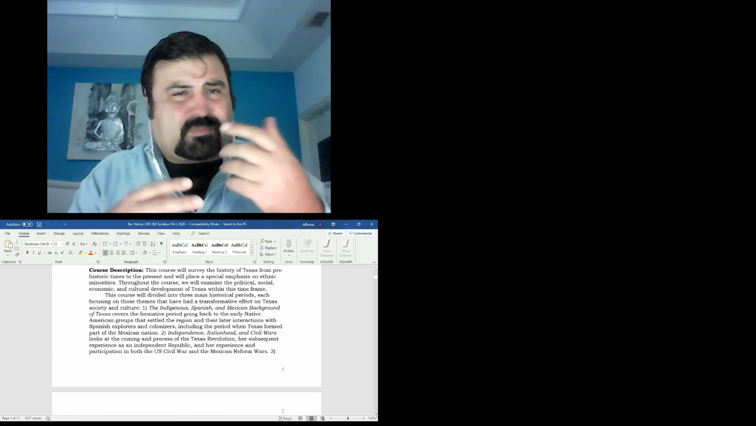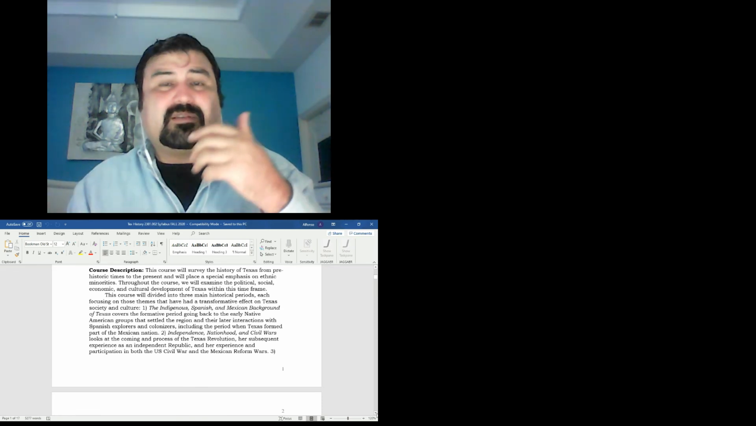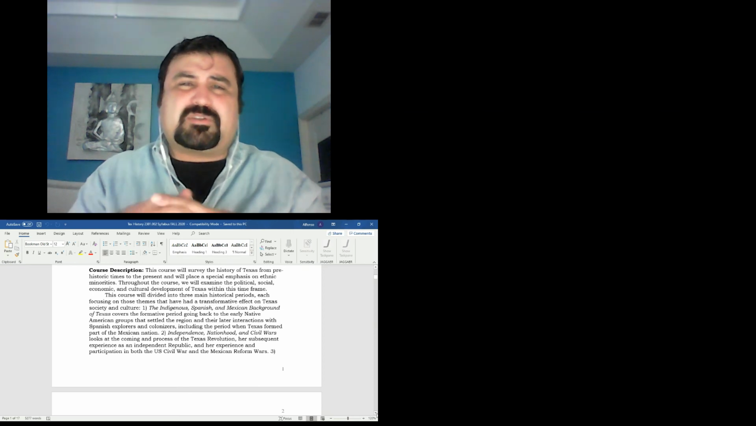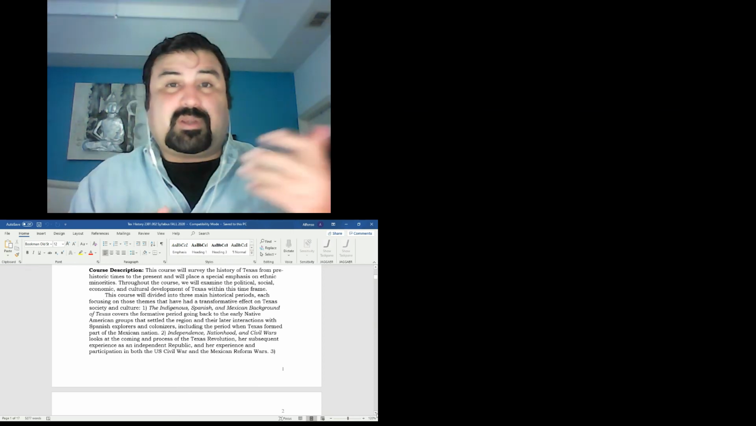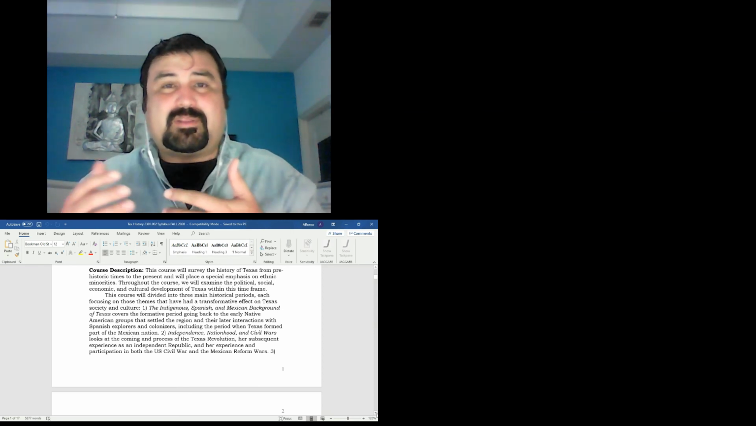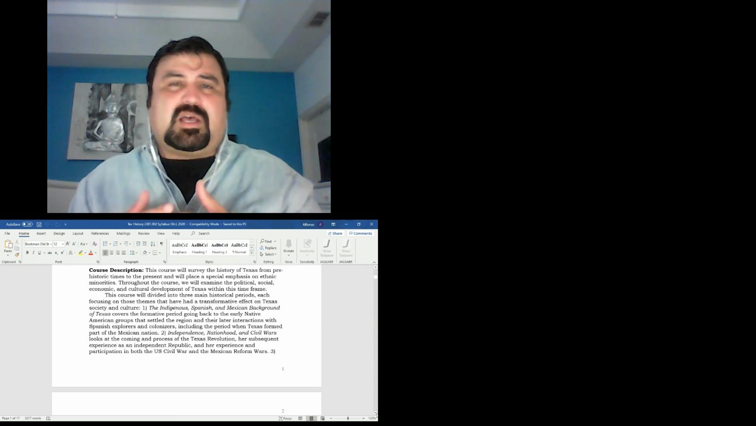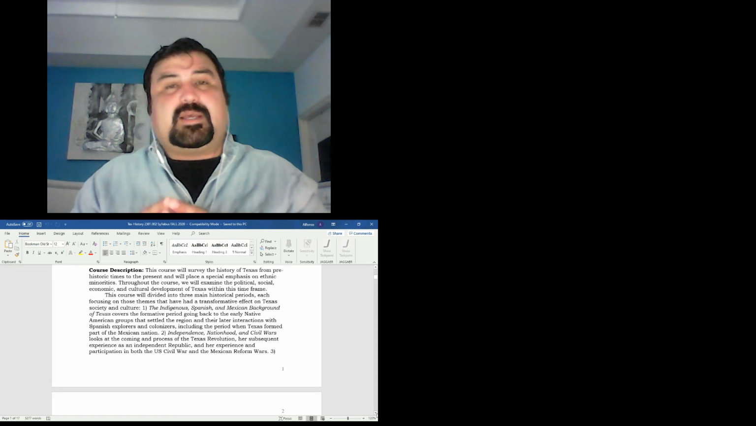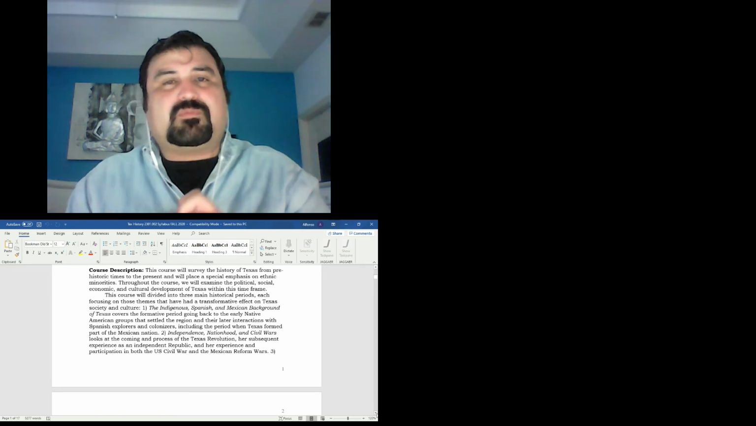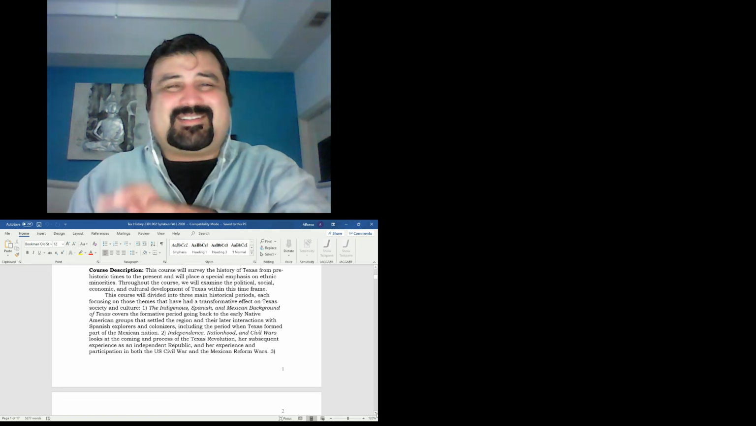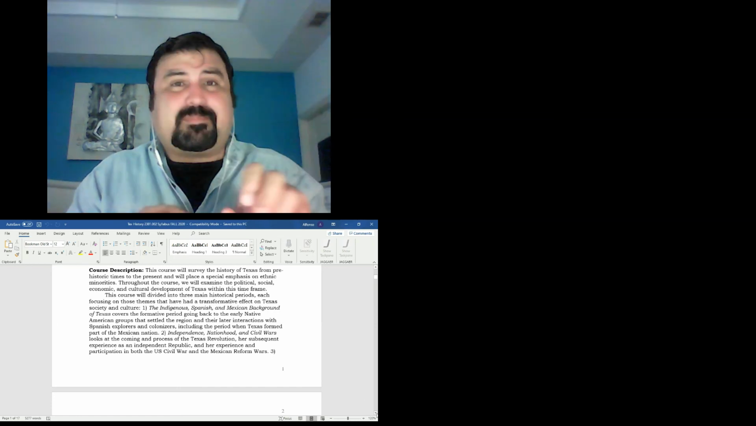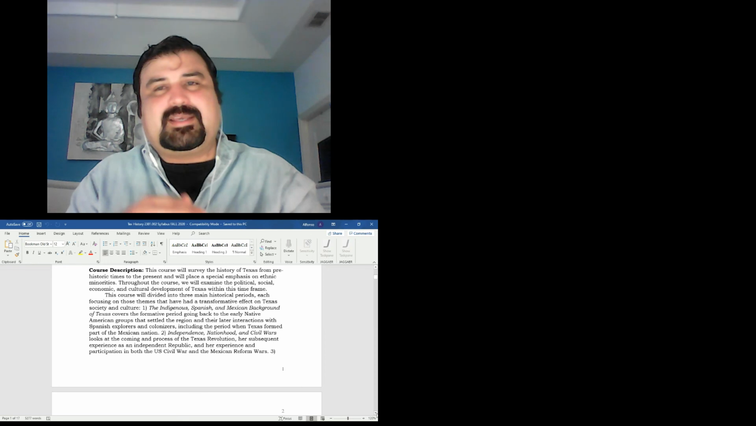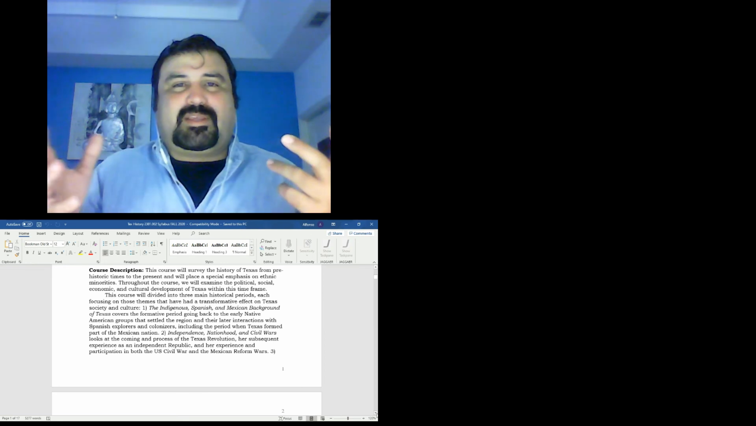And from that, our course is going to look at the Texas Revolution, the process by which Texas is going to separate from Mexico and become an independent republic. And we're going to be looking at that in great depth. Also, we're going to be looking at Texas becoming part of the American Union, the North American Union, the United States, and becoming part of, again, this country.